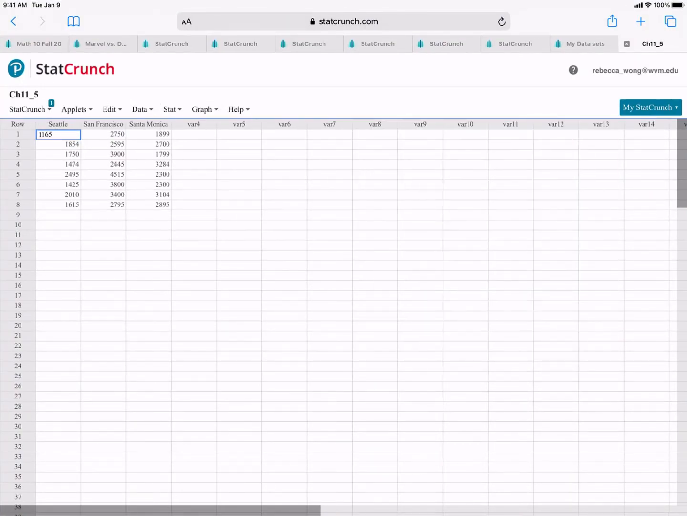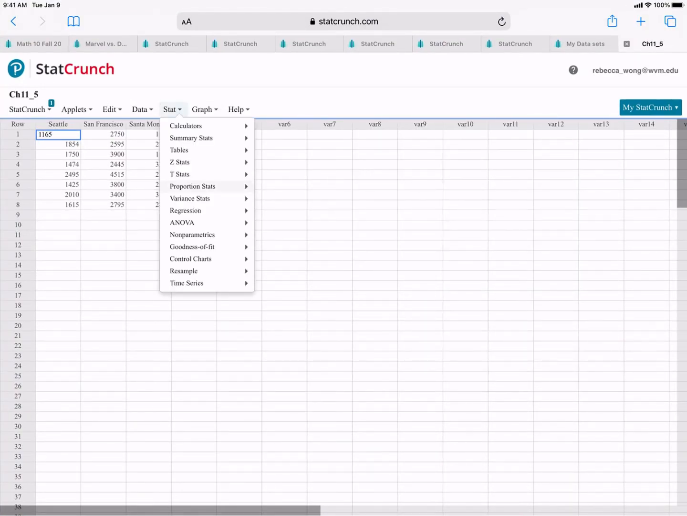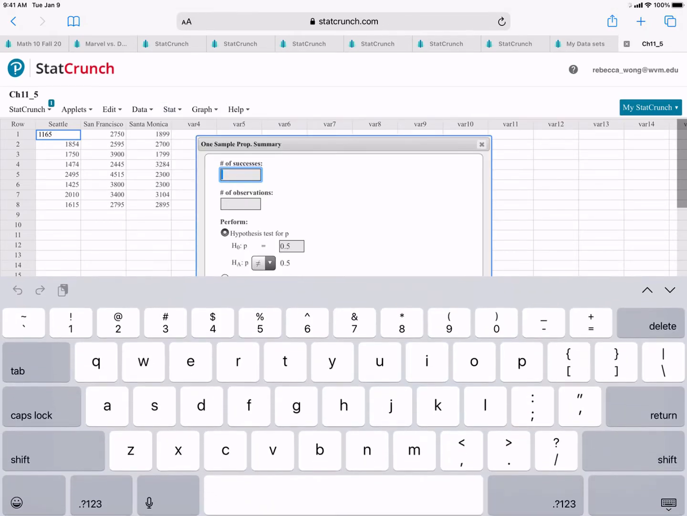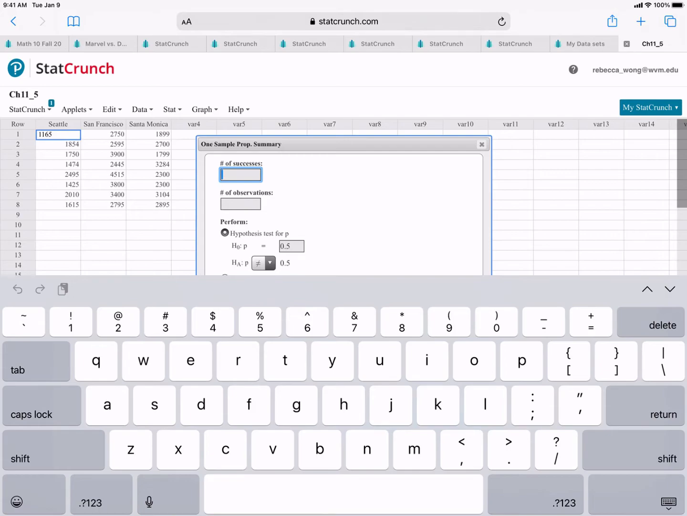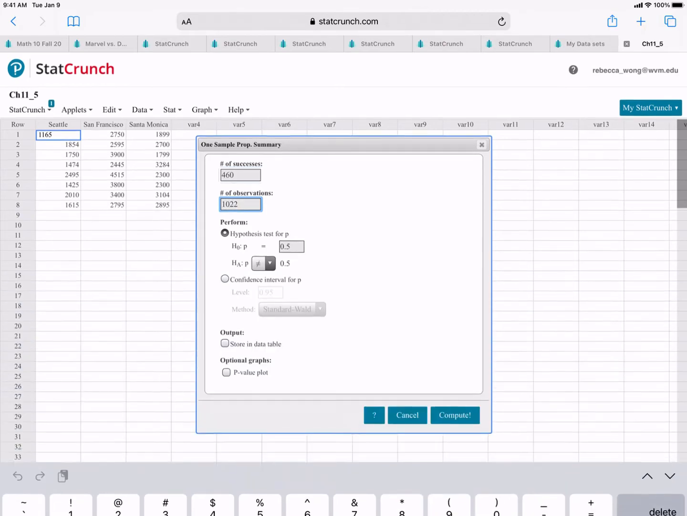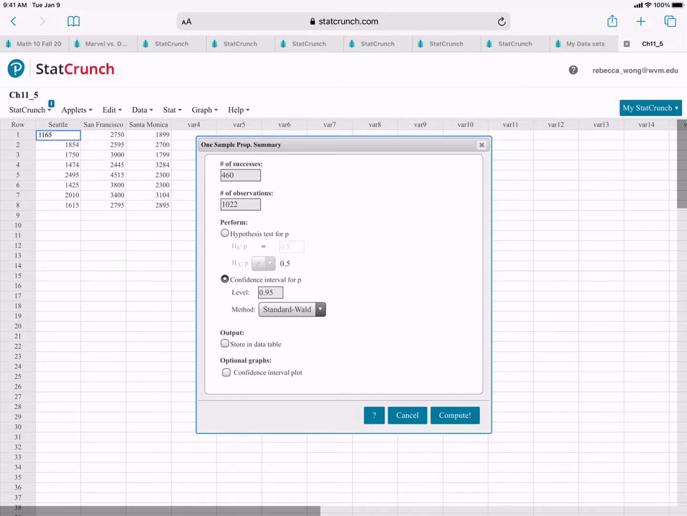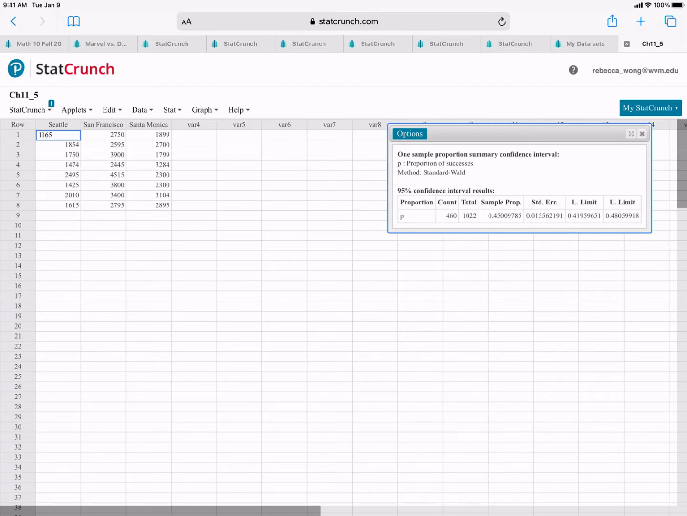And we're going to go to Stat, Proportion Stats. We have one sample, and we have a summary. So the number of successes was 460 out of a total number of 1,022. Now, we have to remember to click the box that says we'd like a confidence interval. And so make sure you click your confidence interval box. Make sure the level is the level that you want. I do want a 95% interval, and so we'll now compute.